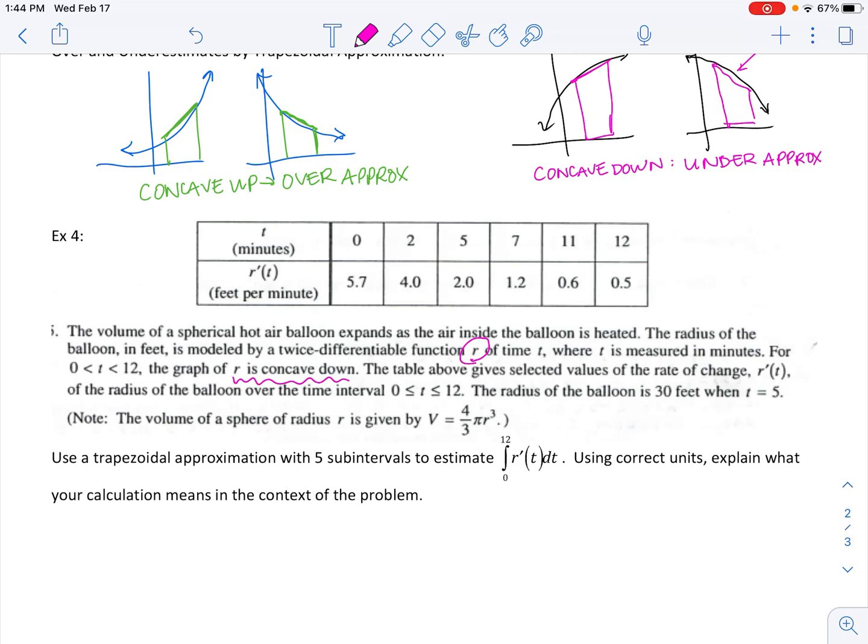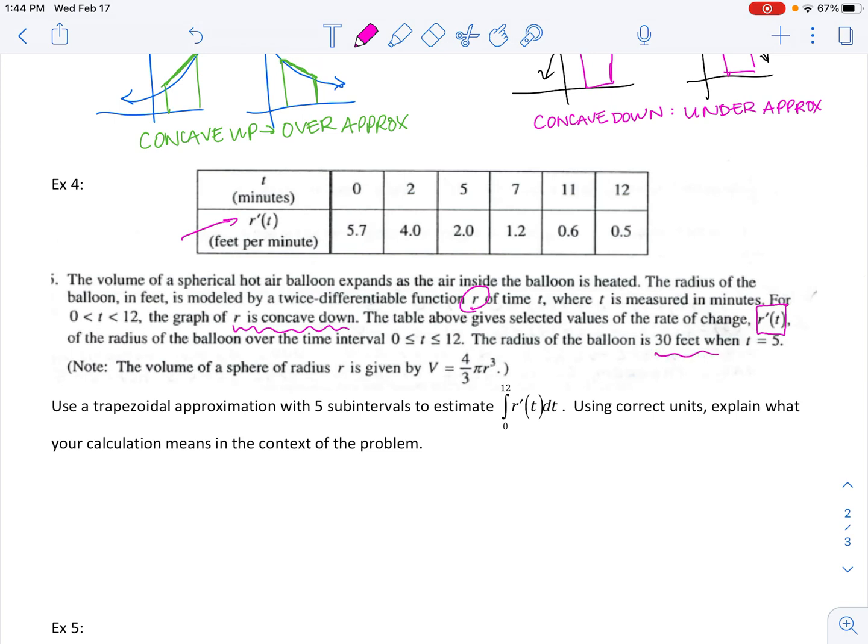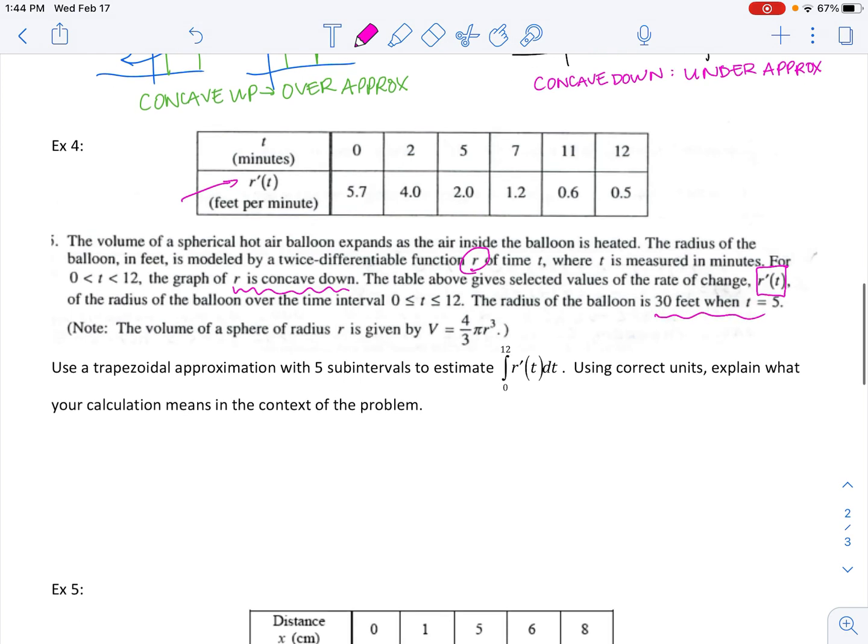But anyway, the table above gives selected values of the rate of change of r, r prime. So remember that they tell us about r, but then the table of values is about its rate of change, r prime. And this is, again, feet per minute. And the radius of the balloon is 30 feet when t equals 5. So there's an initial condition for us to work with if we needed it.